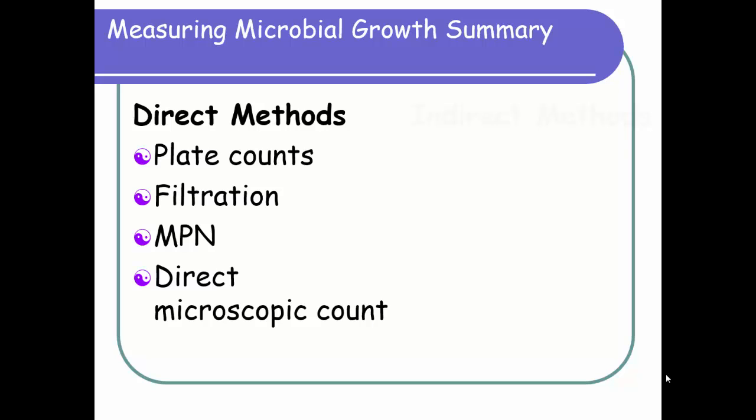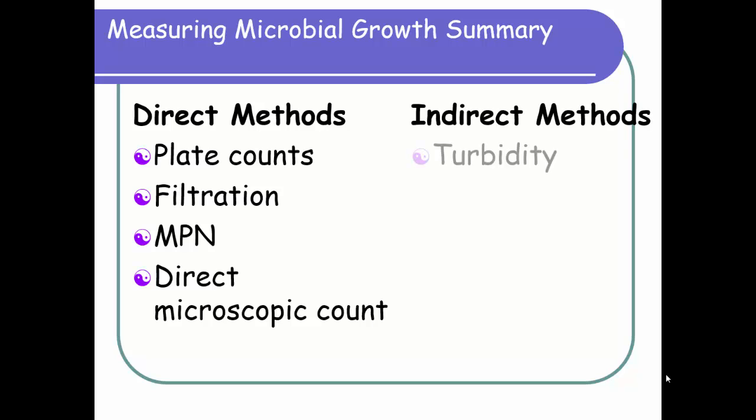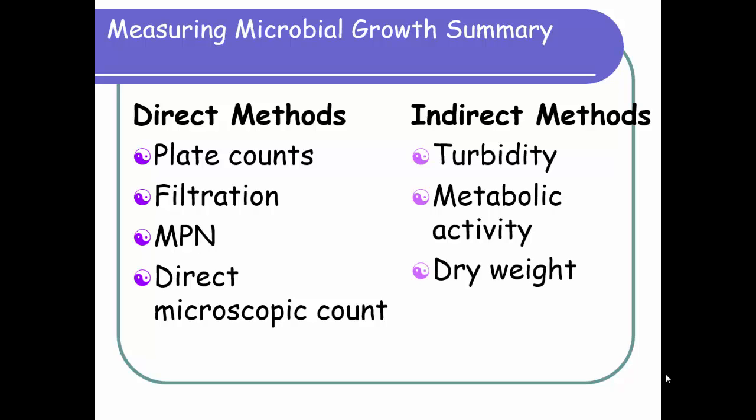So, direct methods: plate counts, filtration, the most probable number, and direct microscopic counts either visually or electronically. Indirect methods: turbidity, metabolic activity, and dry weight.